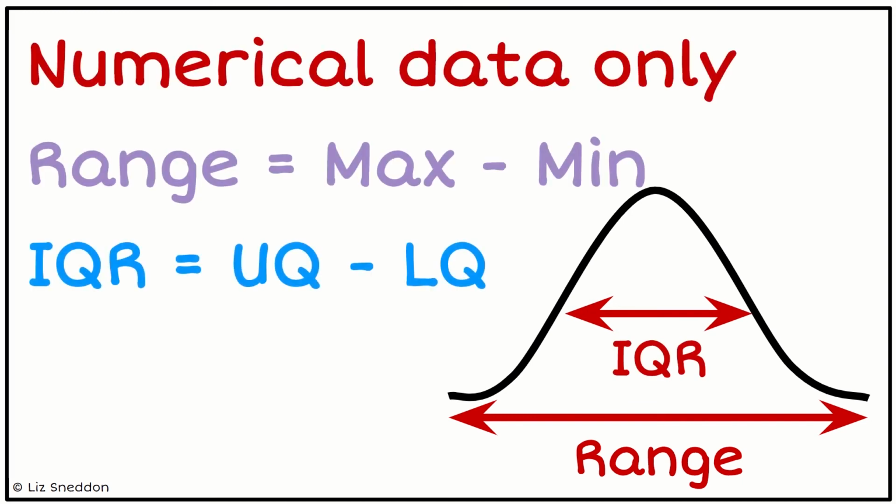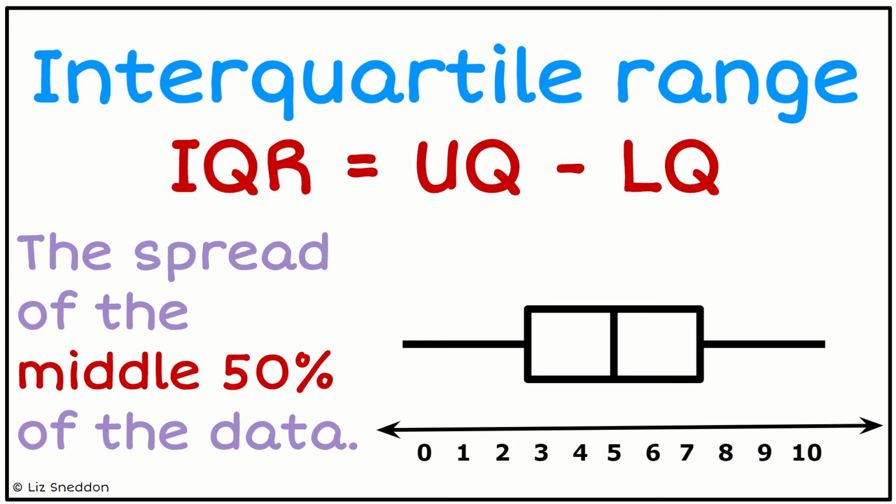Now, we only do the spread when we're talking about numerical data, so not categorical. And our ranges, the formula is maximum minus minimum, and the interquartile range formula is upper quartile minus lower quartile. So a reminder that the interquartile range, that's talking about the spread of the middle 50% of the data. So that's the idea, spread from the centre.